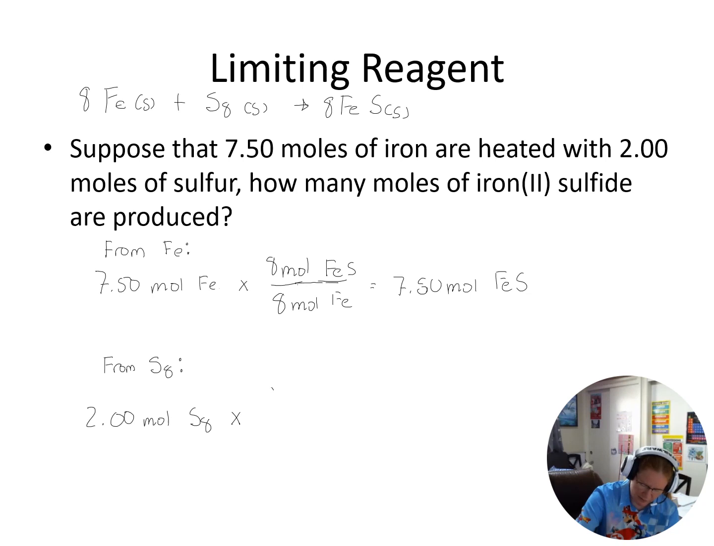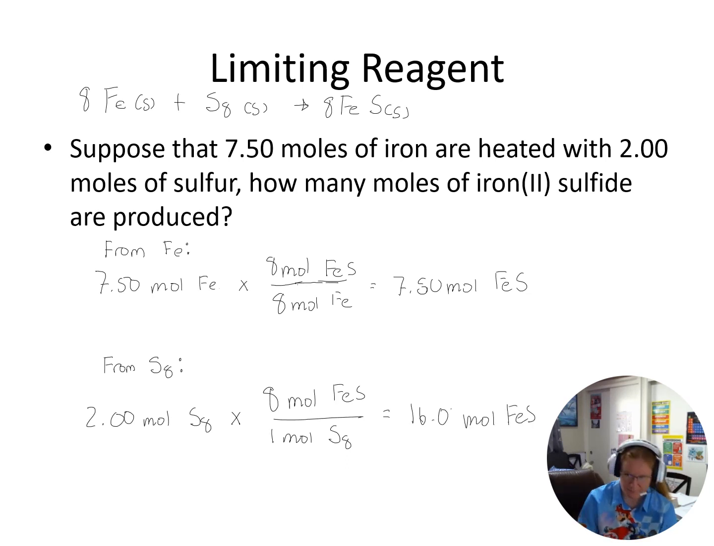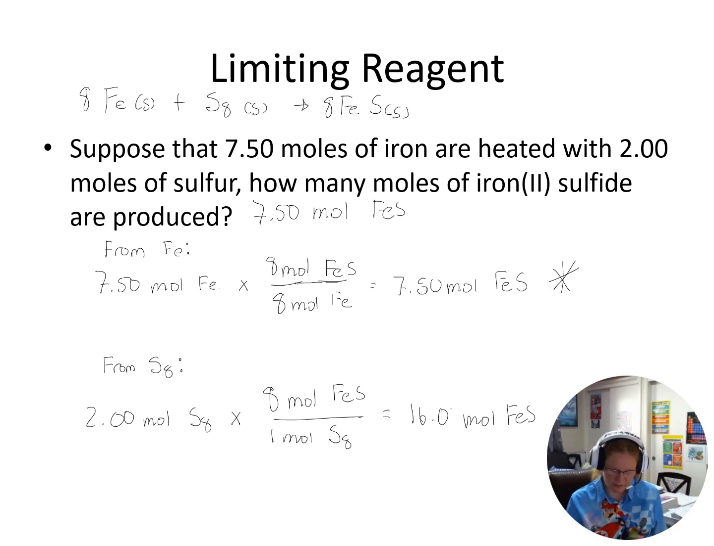Our balanced equation says we have 8 moles of the iron(II) sulfide for every 1 mole of the sulfur. And so we could potentially form 16 moles. Okay, so now the amount formed is the smaller amount. So what's smaller, 7.5 or 16? 7.5. So 7.50 moles of iron(II) sulfide is how much can be produced here.